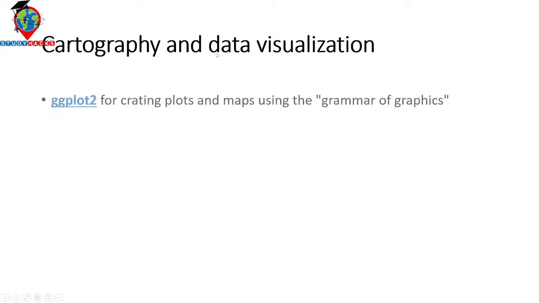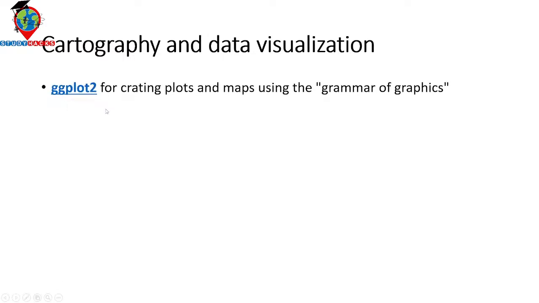As well as, you can also see the cartography and data visualization. So basically when you want to visualize your data, then we have to use this type of package. One package is called ggplot2. So ggplot2 is for creating plots and maps using the grammar of graphics. This package we mainly use for plotting different types of maps and different types of charts. We can easily plot using ggplot2.